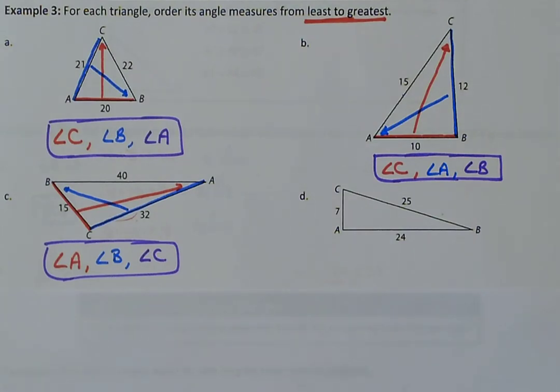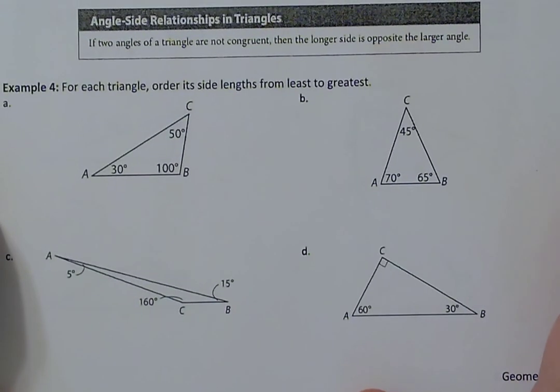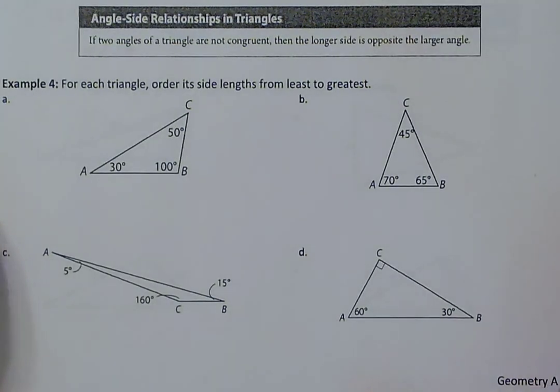All right. Lastly, for example 4, they are going to ask us to go through and for each triangle, order its side lengths from least to greatest. So we're going to do the reverse process of example 3, where they gave us the side lengths and we had to order the angle measures. For example 4, they're going to give us the angle measures and we have to find the side lengths from least to greatest.